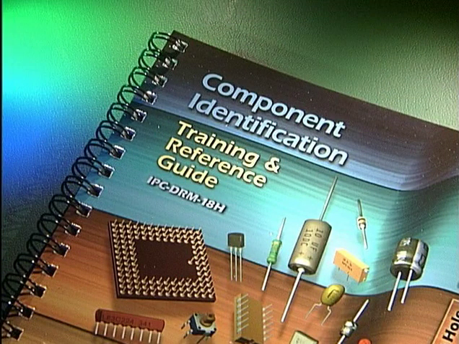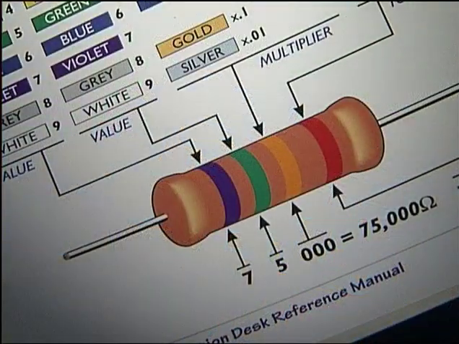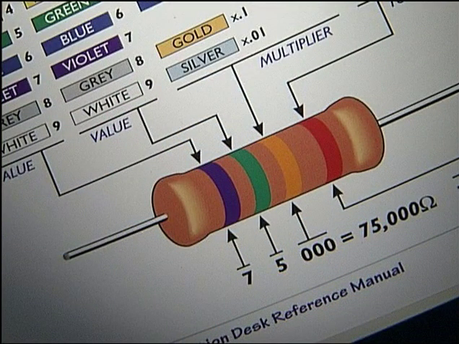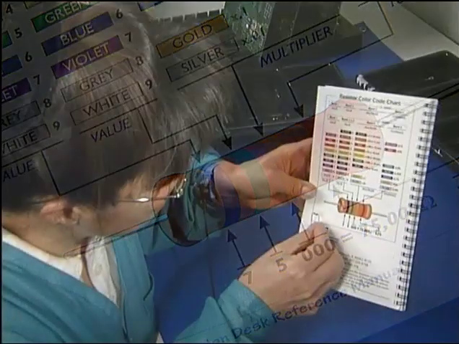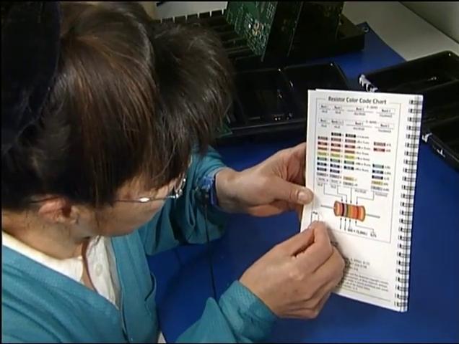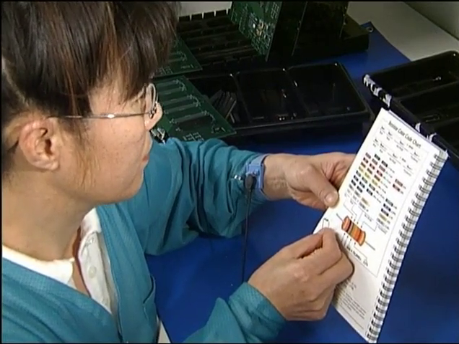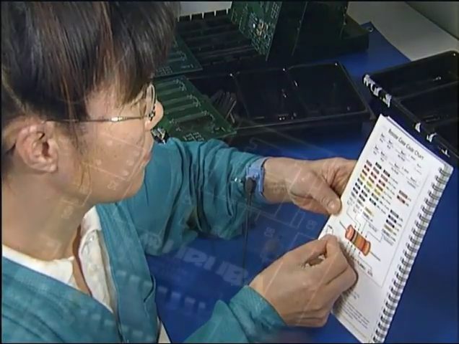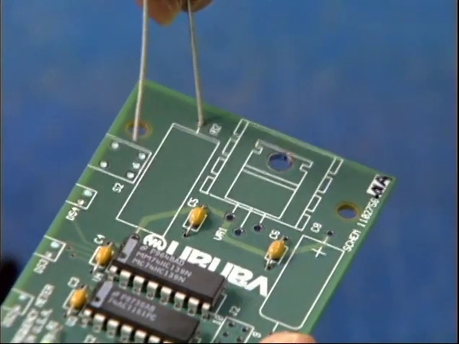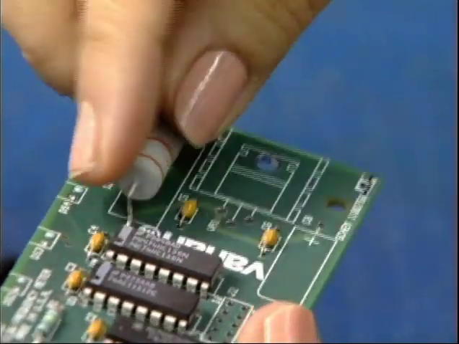The IPC Component Identification Training and Reference Guide, IPC DRM 18, contains a color code chart for resistors and an explanation of how to read the color bands. It may be important that you understand how to decode the color bands so that you can determine the value and tolerance of a particular resistor. This way, you can be sure the correct resistor has been installed on the circuit board.